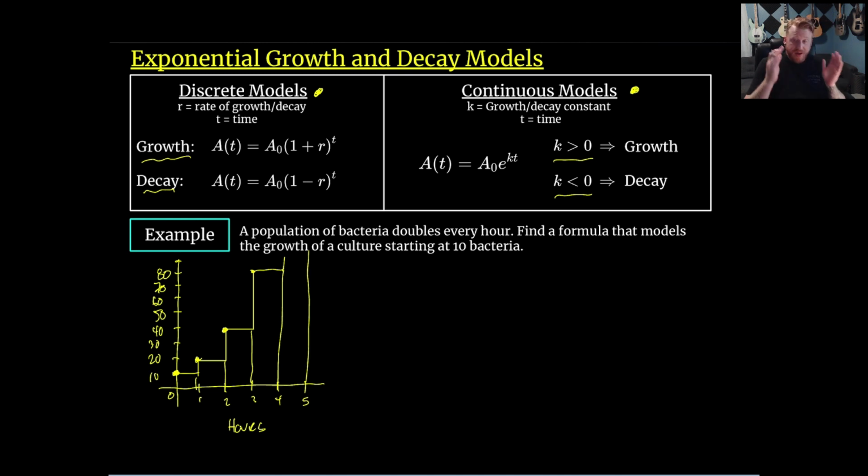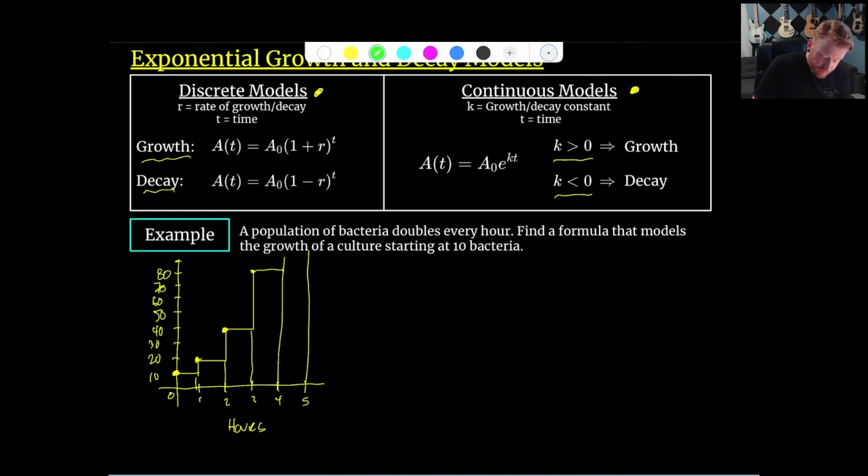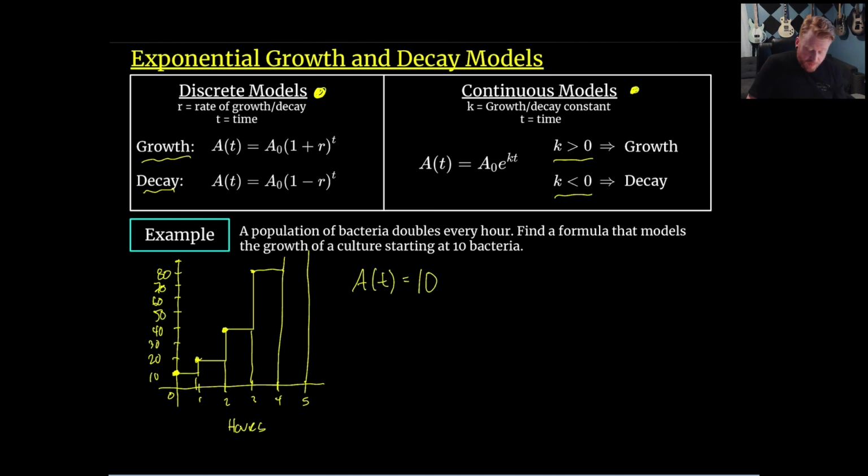So this is what we mean by discrete intervals, where things are doubling on the discrete units of time here. But certainly there is some number of bacteria growing in between. So let me write down what this formula looks like before I get ahead of myself here. If I wanted to write this formula down using the discrete model, either one will work. In this case, we have A of t is going to be equal to the initial amount, which is 10.